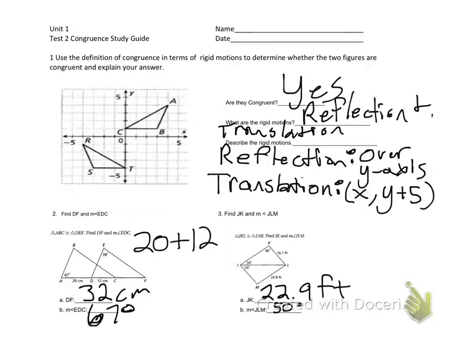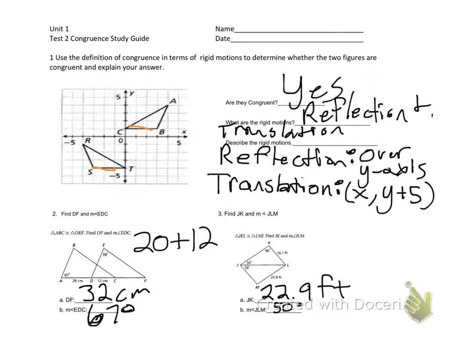Alright, so we're going to look at this piece of the study guide. In the first one, you're going to use the definition of congruence in terms of rigid motion to determine whether the two figures are congruent and explain your answer. So yes, these two figures are congruent. If you look at the side lengths, you notice you've got 3 and 3 and 3 and 3, and you can just tell by those side lengths that they are the same.